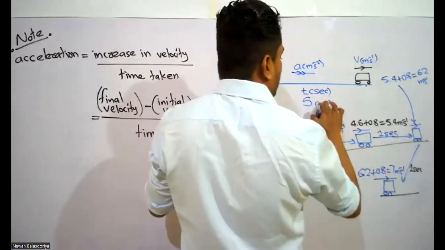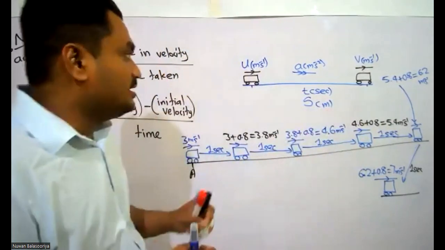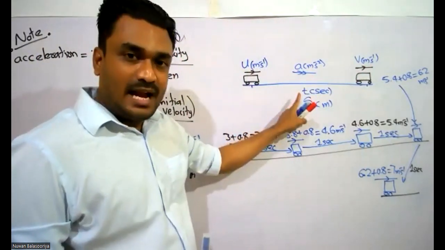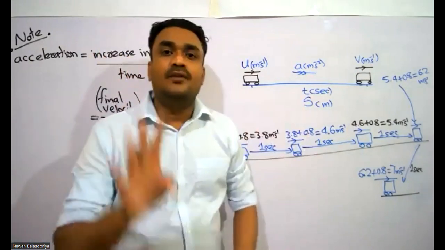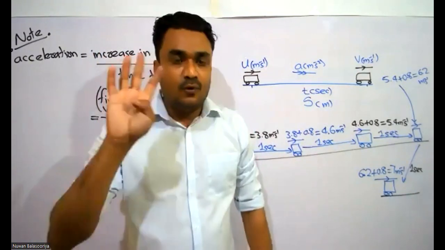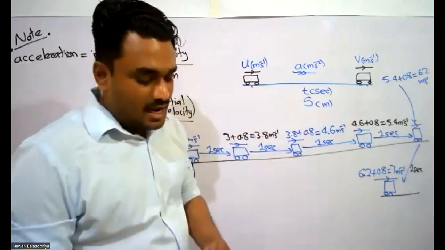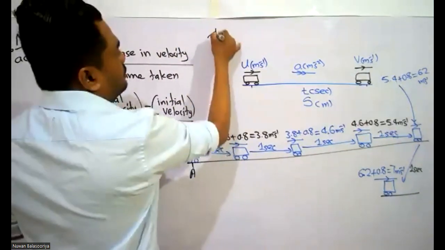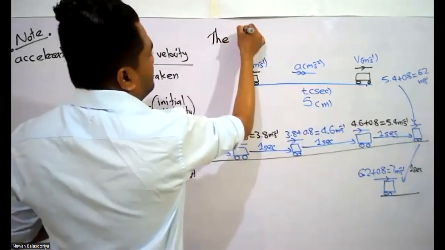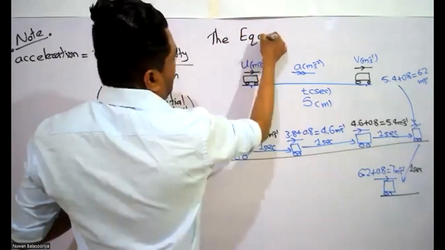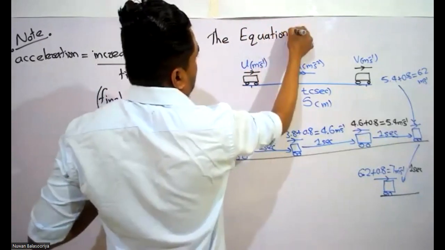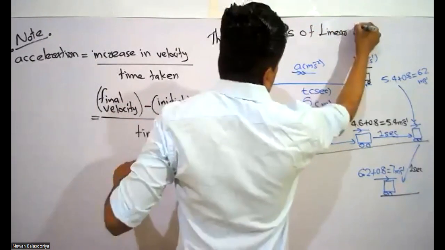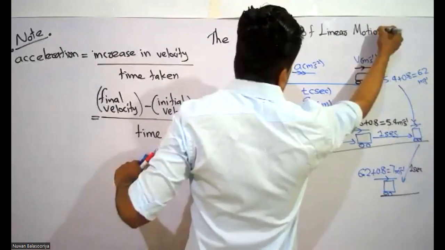Now we are going to find the relationship between initial velocity, final velocity, acceleration, time and displacement. We are going to obtain 4 equations. The 4 equations that we are going to obtain are known as the equations of linear motion. So please write your next subheading as the equations of linear motion.